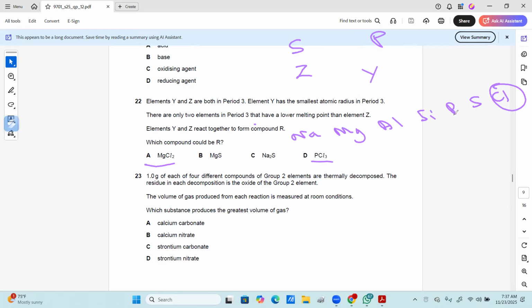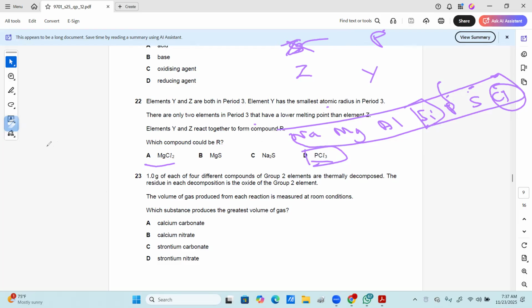Okay, so that means silicon has the highest melting point. Then if it is phosphorus, then we can say there are 2 elements that can have lower melting point than Z. So it should be PCl3. So anyway, if you compare the atomic radius, we know phosphorus is larger than chlorine. So first thing was wrong about S and P. So this is the correct answer, PCl3.